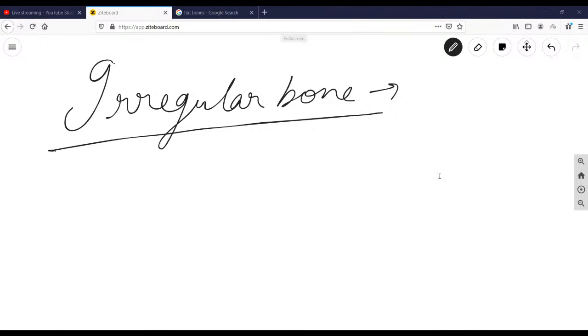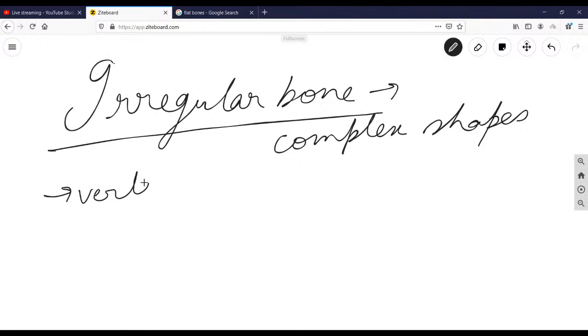So irregular bones means complex shapes. I'll just write complex shape. I won't include the dense and spongy category here. They just have complex shapes. Examples, if asked in the examination, are the vertebrae, that is the backbone, then the hip bone, then certain facial bones.